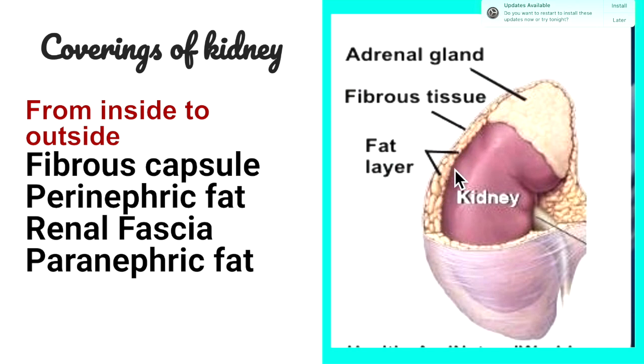This perinephric fat is nothing but adipose tissue, which is more abundant on the lateral and medial borders of the kidney. This is the perinephric fat. After that, we'll see the renal fascia. See here in this image, you can see the renal fascia, which is covering the lower pole of the kidney. Actually, it covers the entire surface of the kidney.